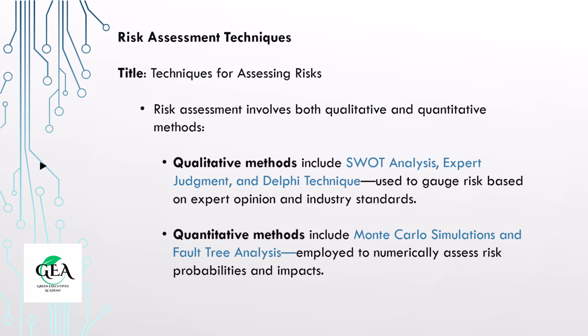Quantitative methods take a data-driven approach. Tools like Monte Carlo simulations can model thousands of potential scenarios to predict outcomes under uncertainty, such as variations in wind speed affecting energy output. Fault-tree analysis, on the other hand, traces the root causes of potential failures, providing a clear picture of vulnerabilities. By combining these approaches, we gain a comprehensive view of risks, enabling us to make informed decisions and mitigate challenges effectively.